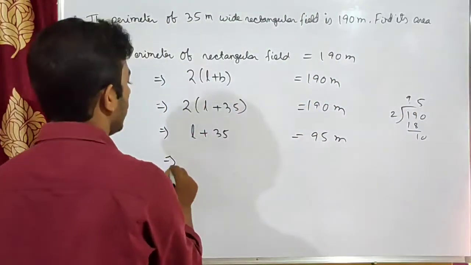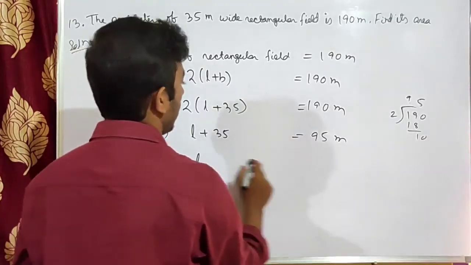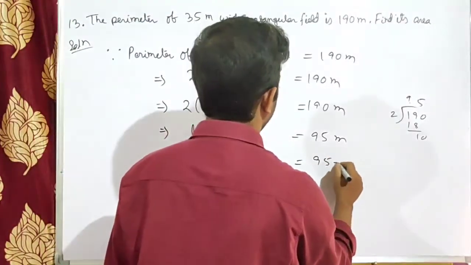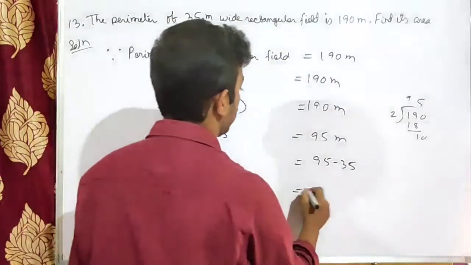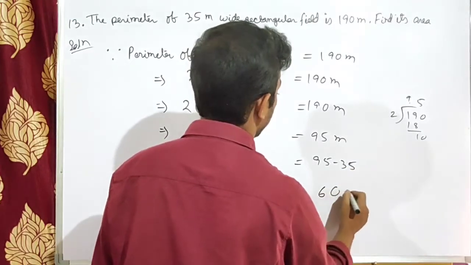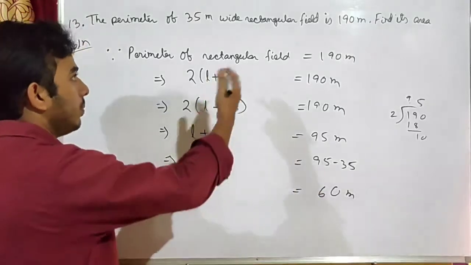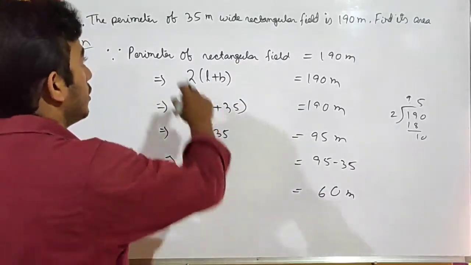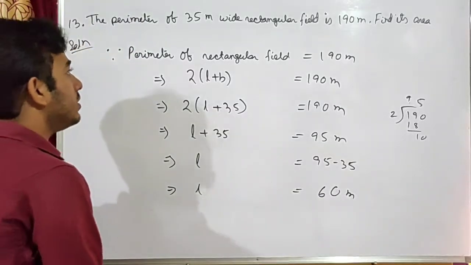Okay. So now L equals 95 minus 35. So L equals 5 minus 5 is 0, 9 minus 3 is 6, so 60 meter. Okay, so now we have the length, and in the question its breadth is already given, that is 35 meters, so we can easily find out its area.